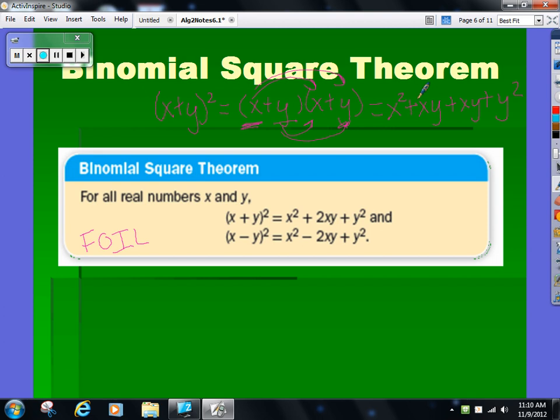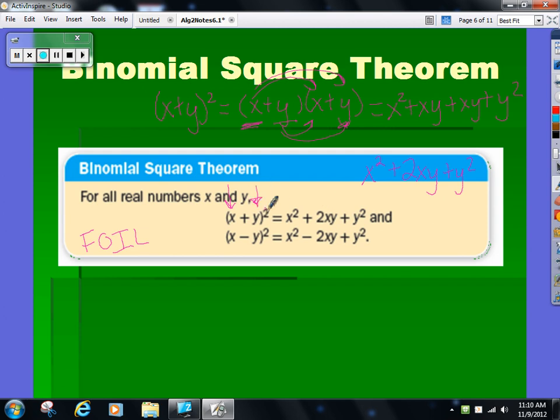Combine like terms, and those middle terms will always be like terms. So I have x squared plus 2xy plus y squared, which is just what it says. So you can memorize it. How do you memorize it? You square the first term. You multiply these two together and then double it, and you square the last term.